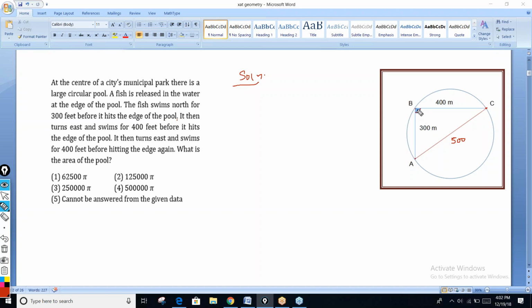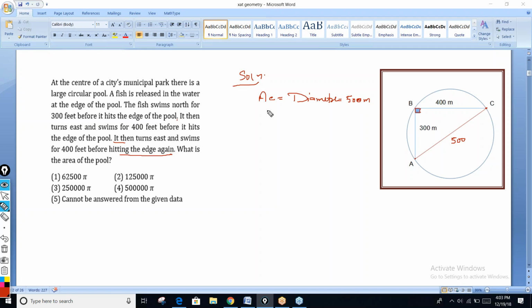And this AC is making a 90-degree angle at the circumference of this circle. So if this AC is making a 90-degree angle at the circumference, AC has to be the diameter, because a diameter makes an angle of 90 degrees at the circumference. So if AC is the diameter, AC is basically 500. So diameter is 500, radius will be 250. If radius is 250, what is it asking? Now this information is not relevant because we need not use it. It further turned 400 somewhere here. We need not use it.